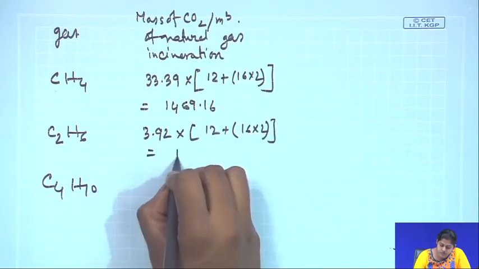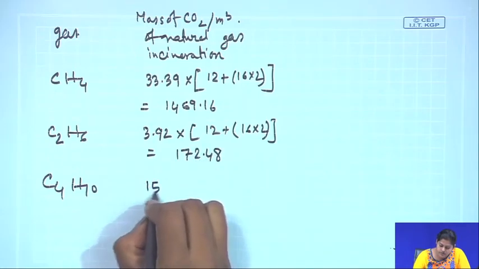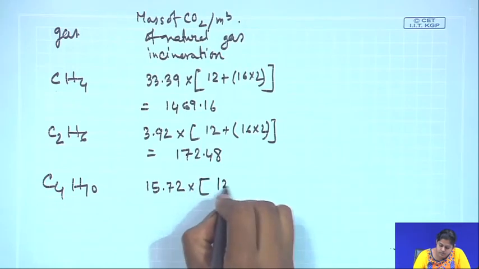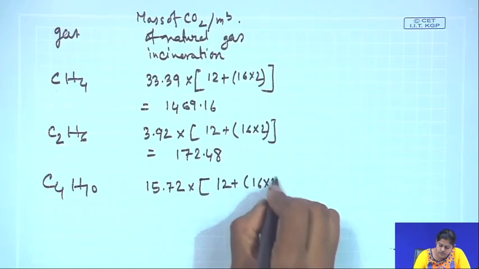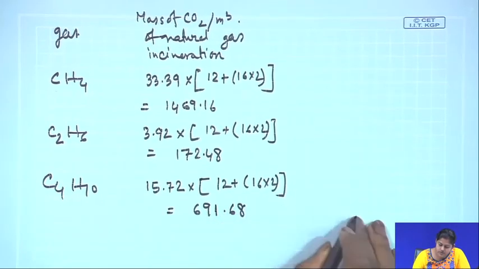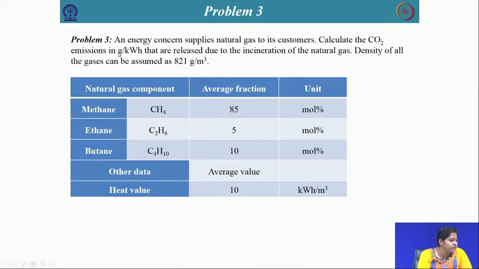In this case, this will be 3.92 into 12 plus 16 into 2. So, this will be 172.48. In the third case, this will be 15.72 into 12 plus 16 into 2, this will be 691.68. But the question says that we need to calculate in gram per kilowatt hour.